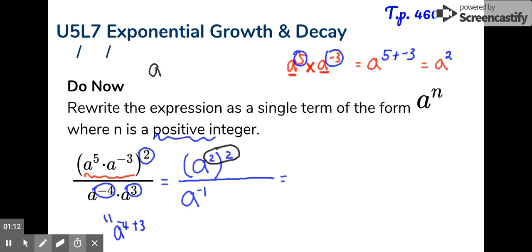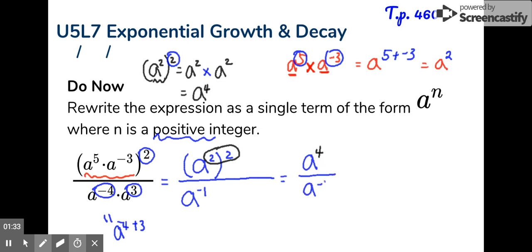So a to the second power to the second power. This means you multiply a to the second power how many times? Second times. So the total number of a's you're multiplying here is 4. So we have a to the fourth power over a to the negative first power.